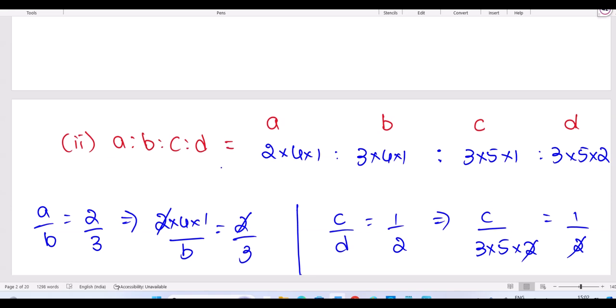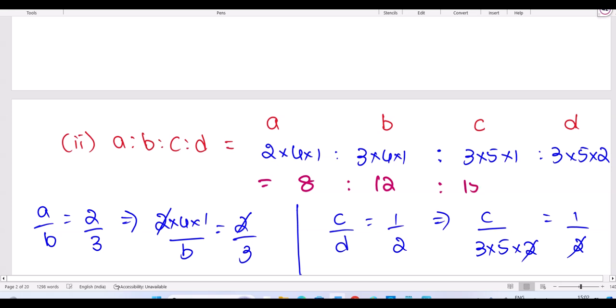Right, now before deciding the answer, is there anything common in every term? If it is common, cancel it. Is 2 common everywhere? No, here 2 is not there. Is 4 common everywhere? No, here it is not there. So nothing is common everywhere, so you stop. 2 into 4, 3 into 4, 3 into 5, 3 into 5 into 2. See, this is what you got already: 8, 12, 15 and 30.